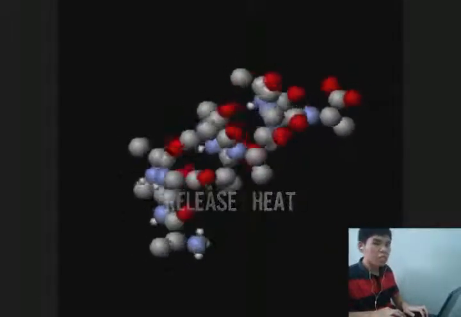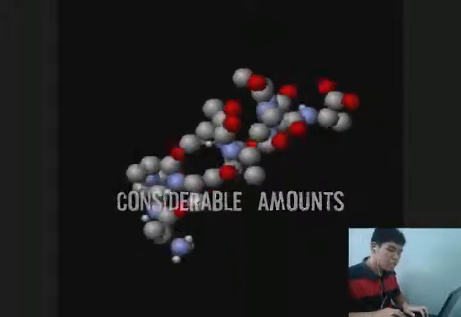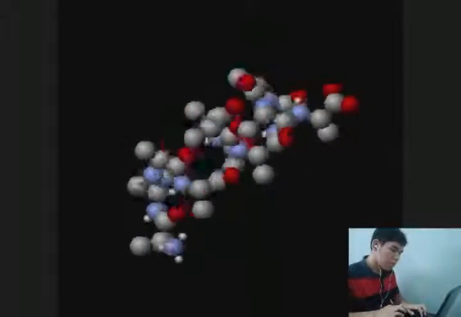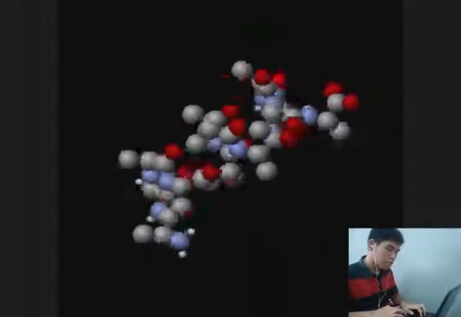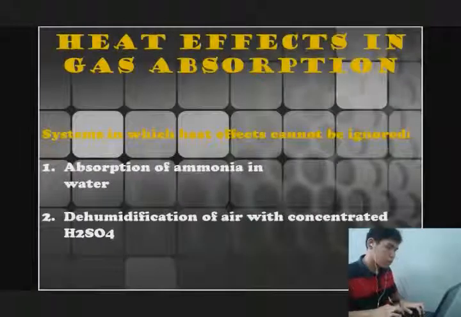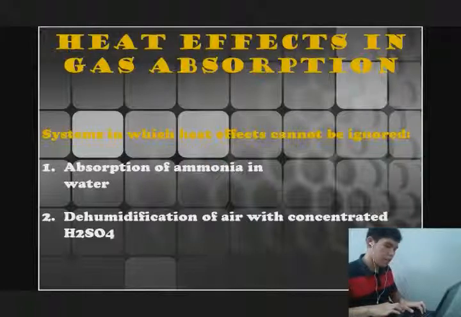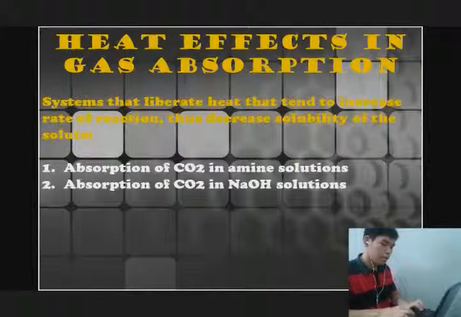There are examples of well-known systems that release heat in considerable amounts. In these systems, the heat evolved cannot be neglected since it is too large. These examples include the absorption of ammonia in water, the dehumidification of air with concentrated hydrochloric acid, and the absorption of carbon dioxide in amine solutions and sodium hydroxide solutions.